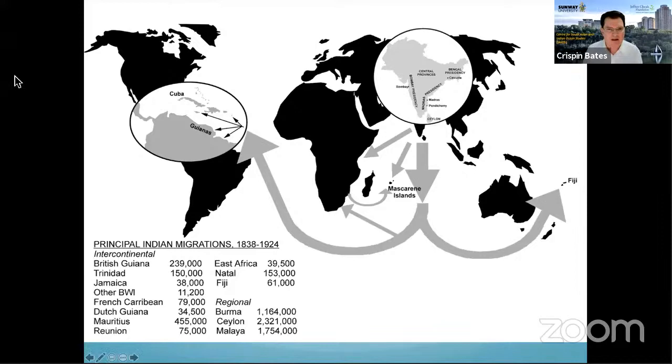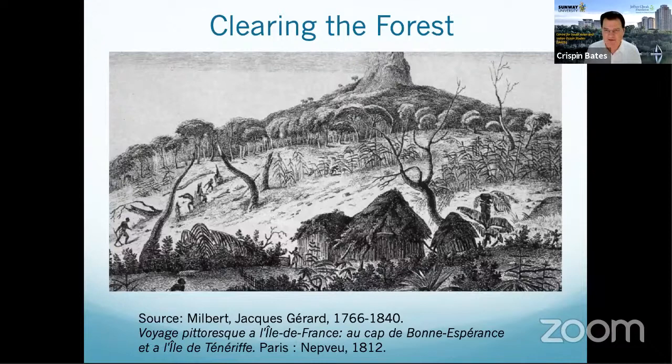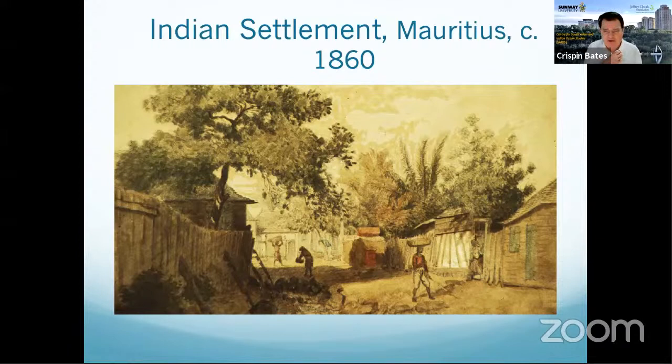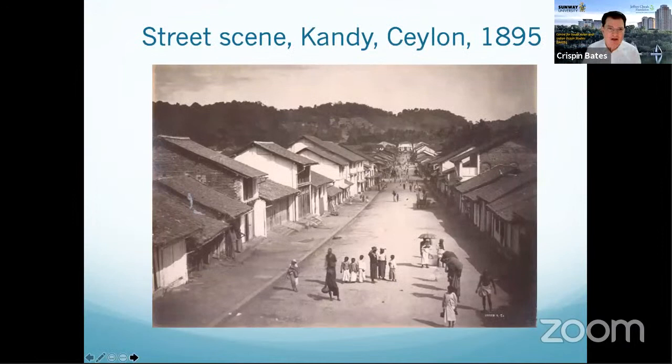Okay, so this is the type of work that they would be involved in when they first arrived in the 1830s and 1840s, and that would be clearing the forest in order to make way for plantation cultivation. Soon after, the first Indian settlers began to build basic settlements. This is a drawing by a Frenchman from the 1860s, and those settlements, which were built out of wood, would then gradually be replaced by more solid brick structures by the end of the 19th century. This is a street scene from Kandy in Ceylon in 1895.